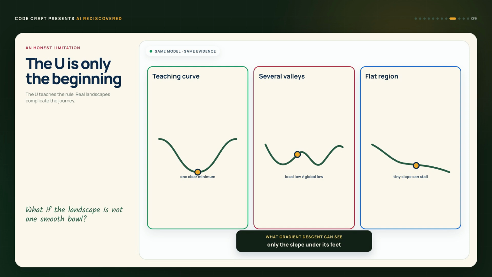So the stopping rule means improvement has become negligible. Not that we have proved this is the best possible model. Keep the intuition, but keep the limitation too. Slope is a local clue, not a map of the whole world.